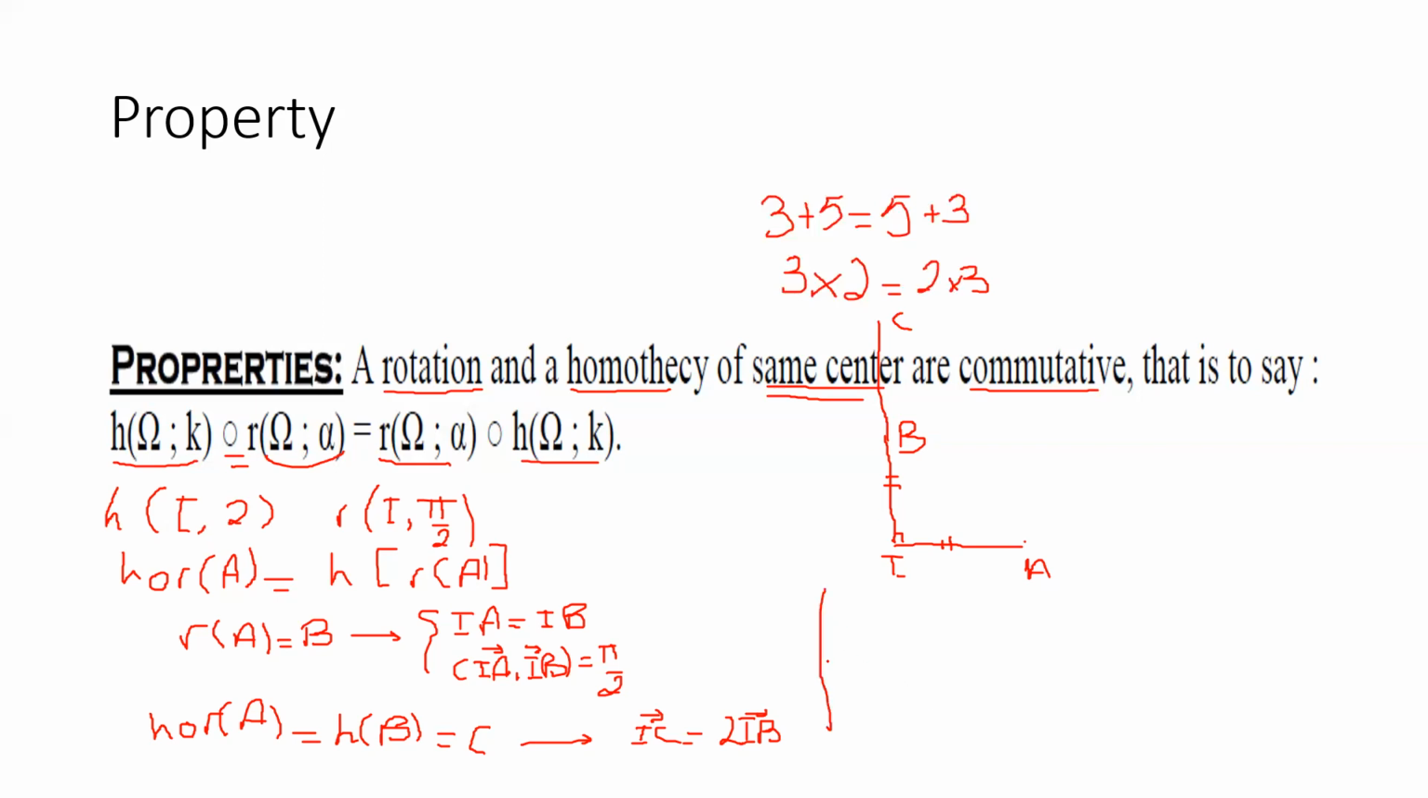Now let's see the opposite: R round H of A. How to calculate R round H of A? It equals R of H of A. Let's call H of A, for example, A prime. What does it mean H of A equals A prime? IA prime equals 2 IA, the vector IA prime equals 2 times the vector IA.